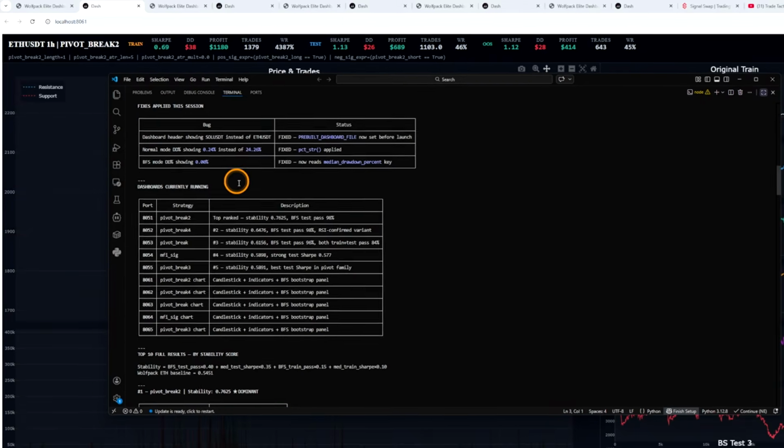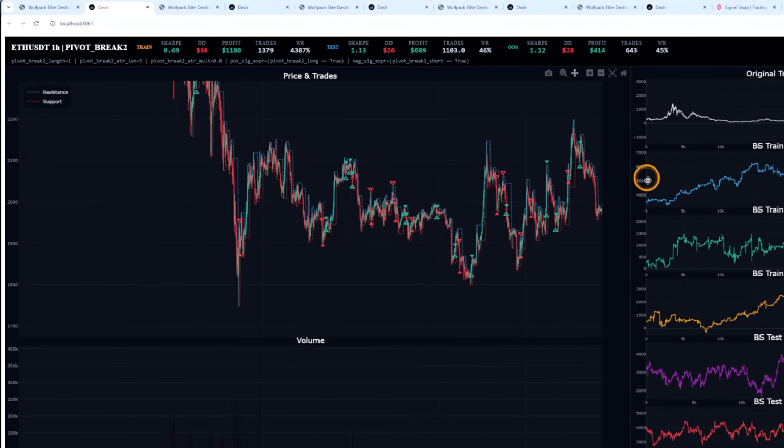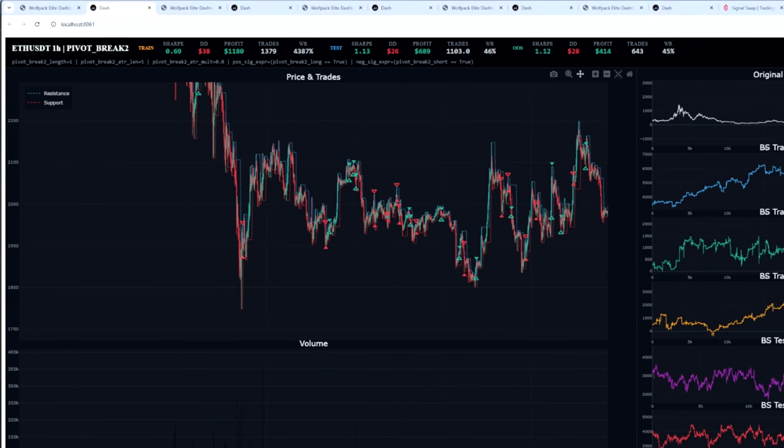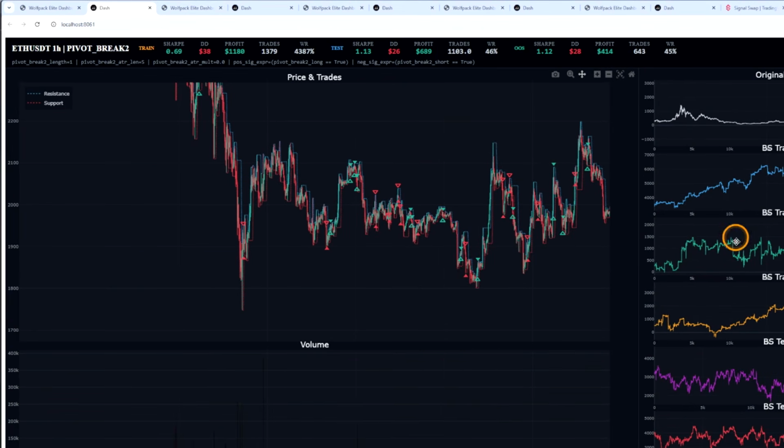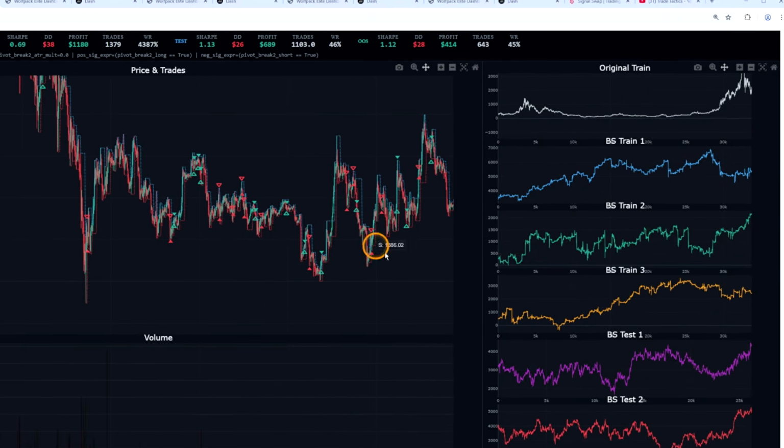Now, how did it determine what was the best one? Well, it ran it through bootstrapping, so it ran through Monte Carlo simulations. This is the original candlesticks up here. You can see all the random variations below, and it ranked them to see if it passed or failed in how many of these other simulations.